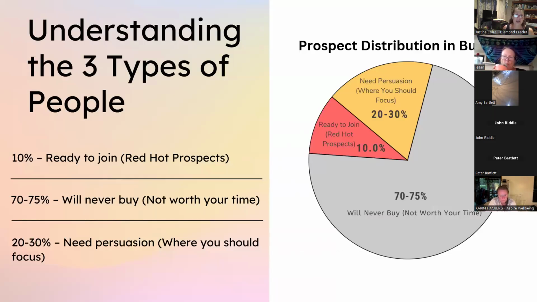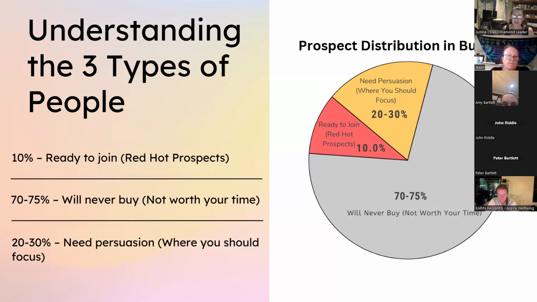So just understanding the 3 types of people. All right. So your 10% are your red hot prospects. They're the easy ones. The ones that see the vision, they're ready to go. They jump on the calls and they just run with it. All right. The 20 to 30% might need some more persuasion. There might be something going on in their life that's distracting them and they're not quite ready, or they're the type of people who are a bit more detailed and want to know more information before they commit to something.